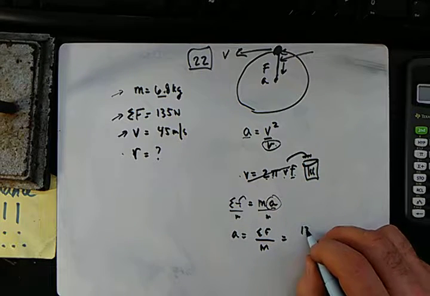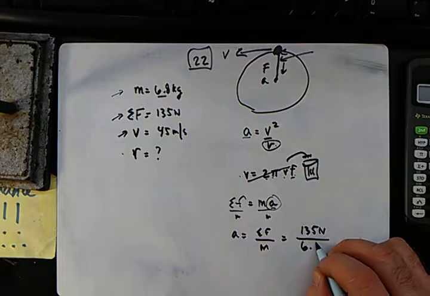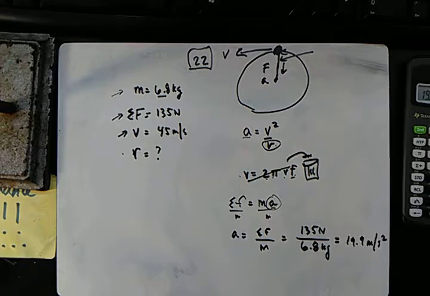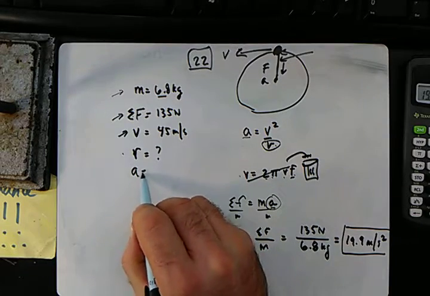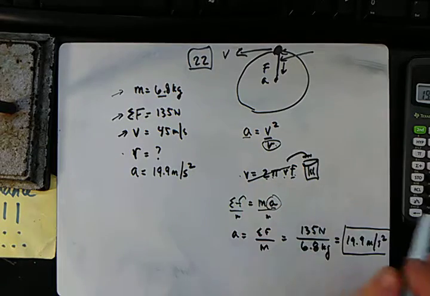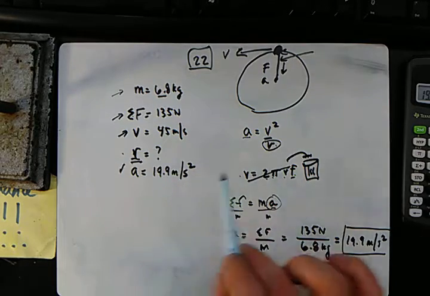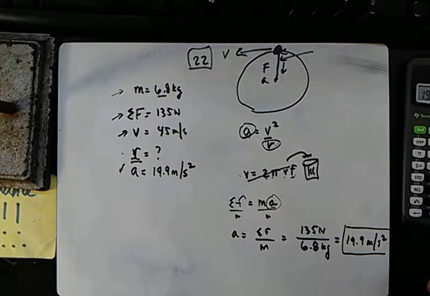We've got a net force of 135 newtons and a mass of 6.8 kilograms, and we should be able to get the acceleration from that. And yes, I ended up with about 20 meters per second squared. We're going to just say it's 19.9 meters per second squared for the acceleration. Now again, we still haven't found the radius yet, but now I've got the acceleration, I've got the velocity, and I'm looking for the radius.